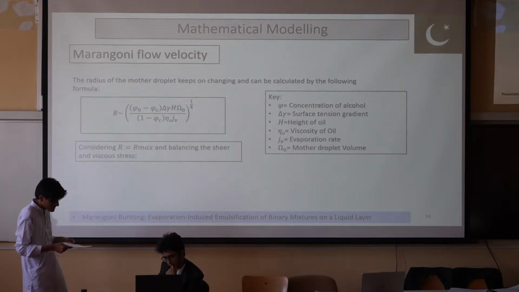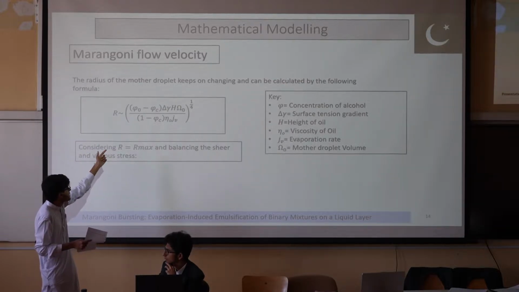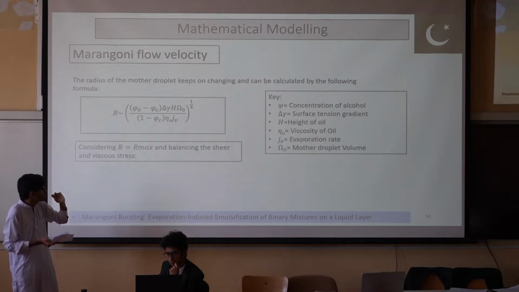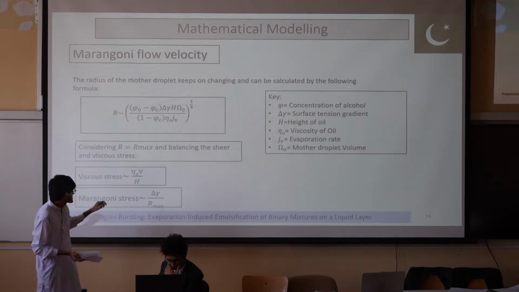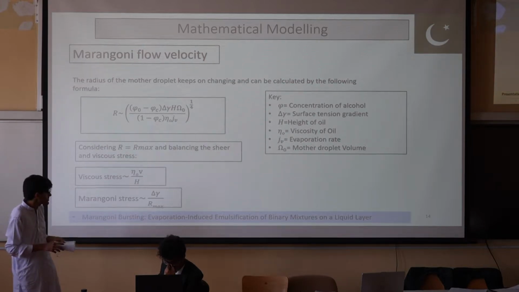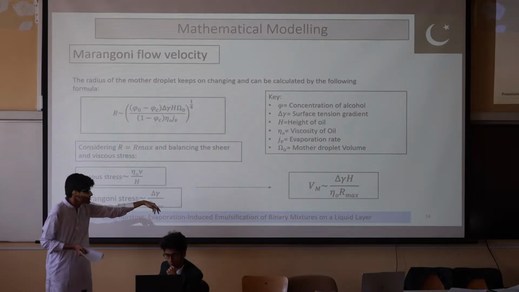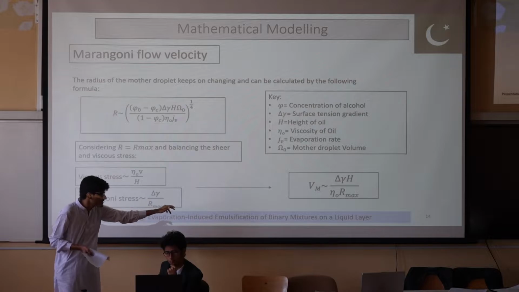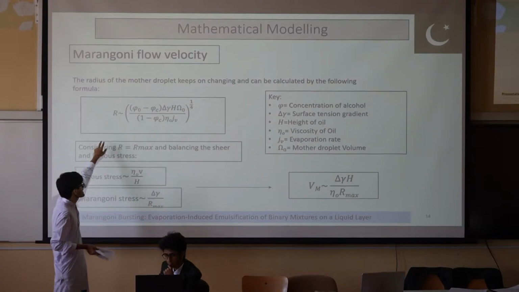So one thing that we need to keep in mind is that the radius of the mother droplet can be calculated by the following equation, which we also took from literature. By balancing the shear and the viscous stresses on the liquid in the mother droplet, we can come up with an equation for the Marangoni velocity of the fluid for when the radius of the mother droplet is at its maximum, which we can calculate by using this formula.